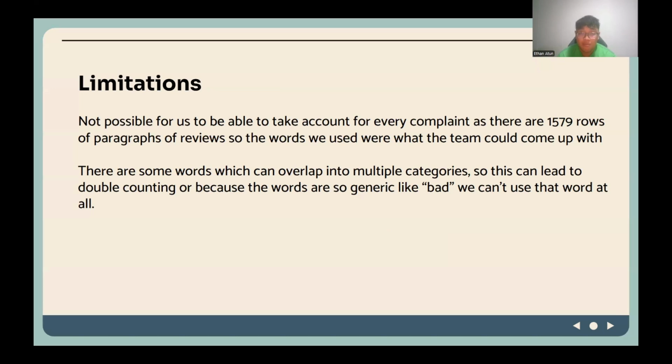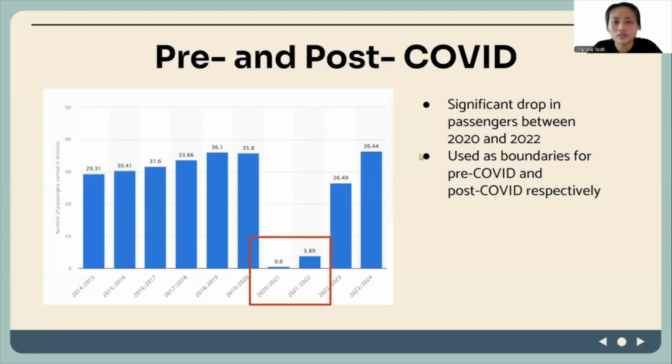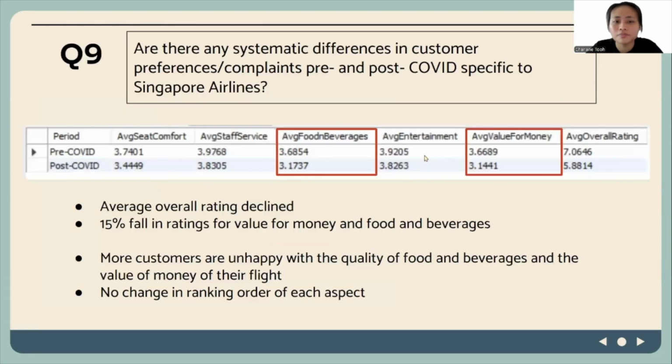Thank you. For question 9, based on the number of Singapore Airlines passengers over the years, we can see that there was a significant drop in passengers between 2020 and 2022. Hence, we will be using 2020 and 2022 to define the boundaries for pre-COVID and post-COVID respectively.